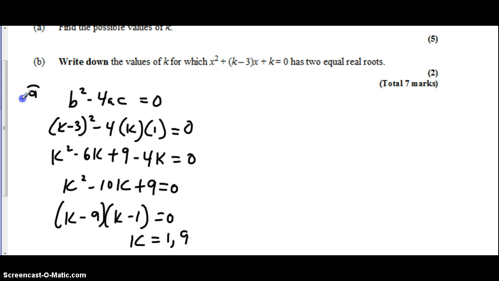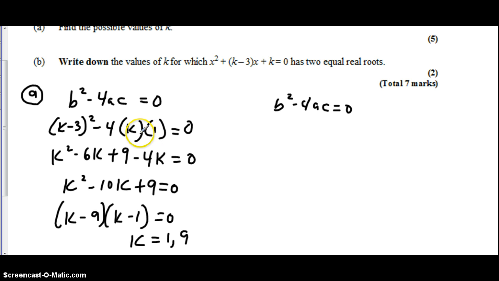So part B, it wants you to write down the values of k for which x squared plus (k minus 3)x plus k equals 0 has two equal real roots. So again, we have b squared minus 4ac equals 0. And the part that is different here, b squared is still the same, but a is 1 this time, and c is k.